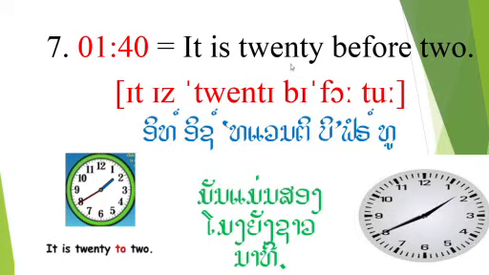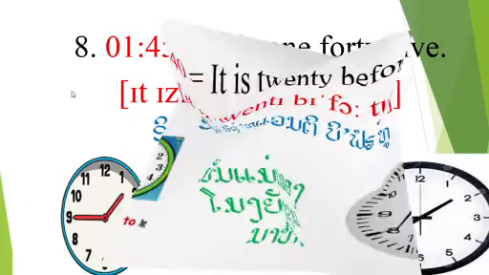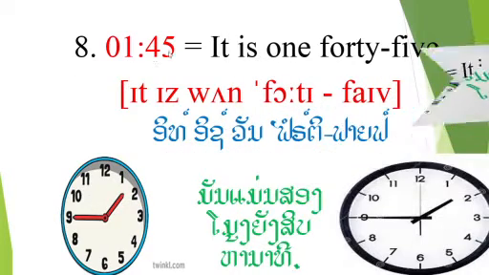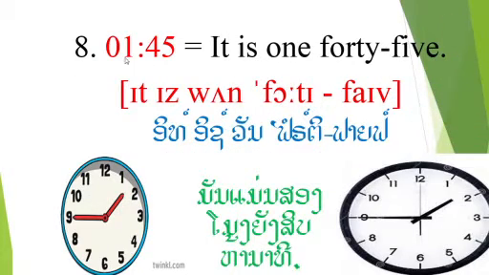1:40 is equal in an English sentence to: It is 20 minutes before 2. It is 20 minutes before 2. Or you can say it is 20 before 2. That's okay. Let's move on to the next one. See number 8.